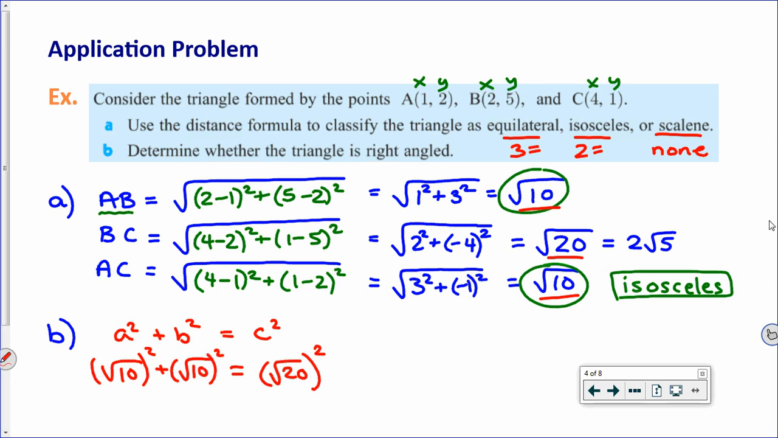So I do root 10 squared, which is 10, plus root 10 squared, which is 10, equals root 20 squared, which is 20. And indeed, 10 plus 10 is 20. So this is a right-angled triangle. So it's an isosceles right triangle.